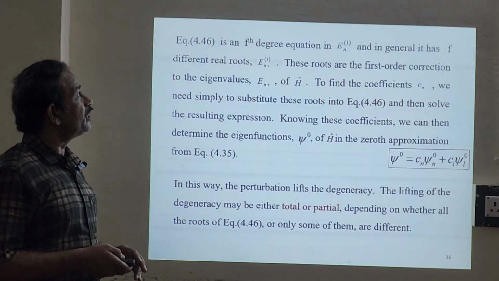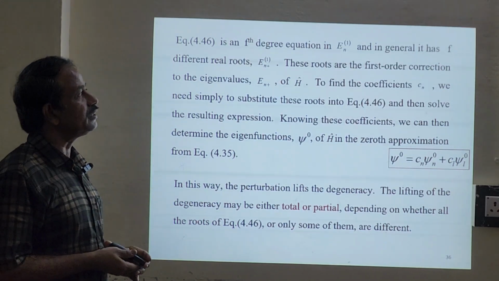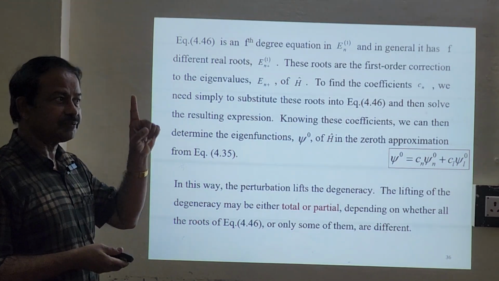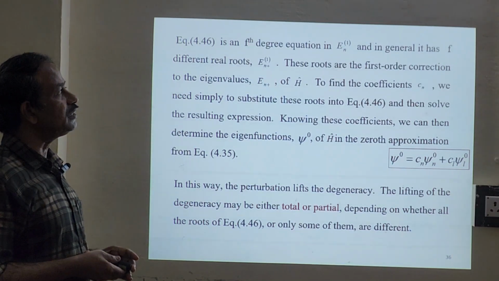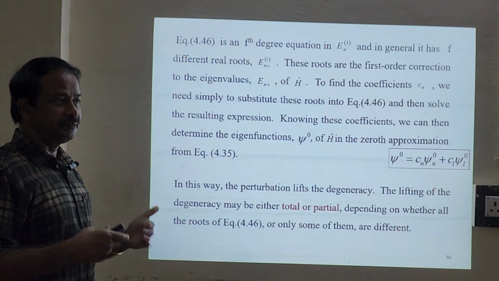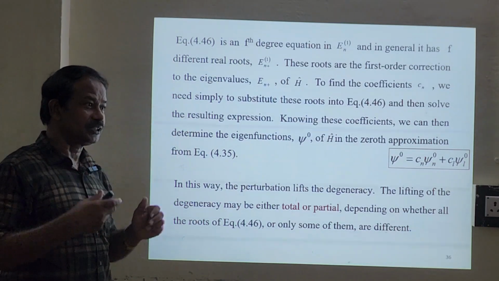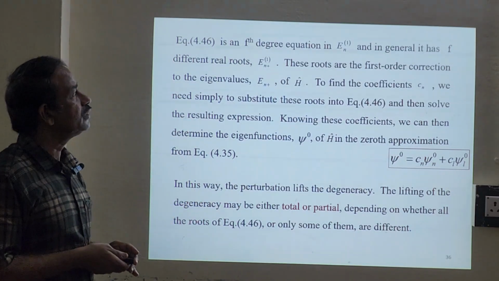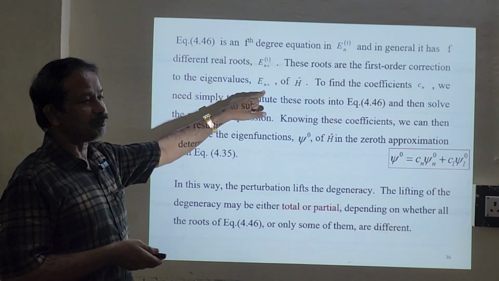So 4.46, the determinant, is an fth degree equation in En1. En1 stands for the first order energy corrections. And in general, it has f different real roots. For two-fold degeneracy, we will have two roots. For f, we will have f roots. For n level, we have n roots. These roots are the first order corrections to the energy eigenvalues En.